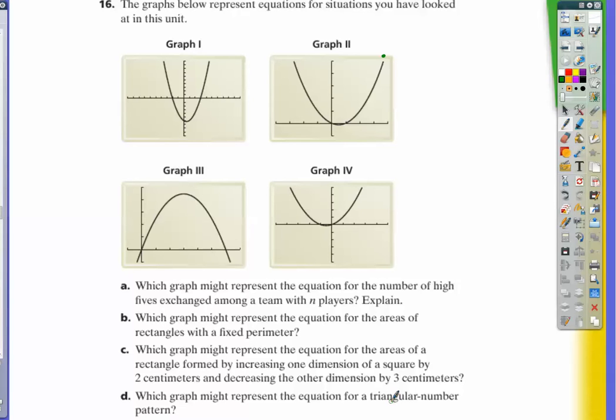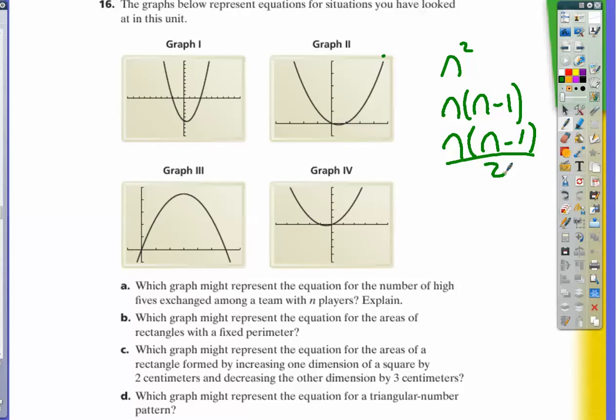is the time to pause the video and use your graphing calculator app on your phone or an internet-based graphing calculator to graph the equations that we used today in class, which were n squared, n times n minus 1, and n times n minus 1 divided by 2. So if you have not graphed these yet, obviously you should do that now so that you can do the homework better. If you've already done that, you're still looking for explanation, here you go.